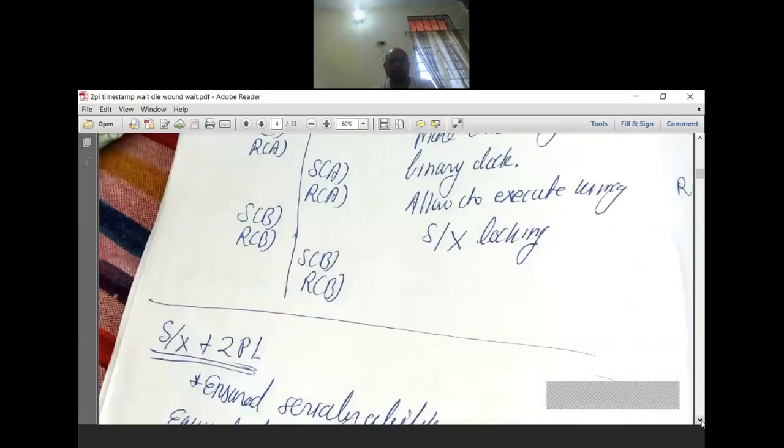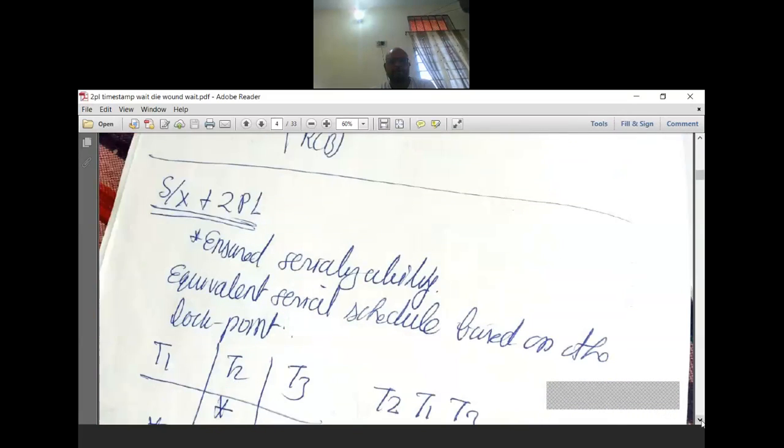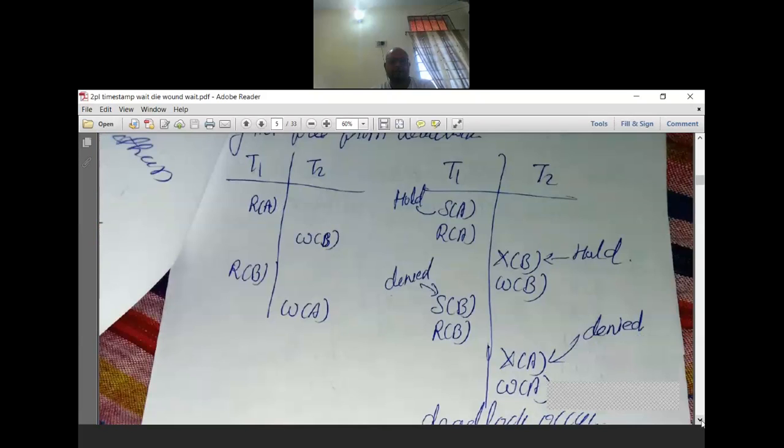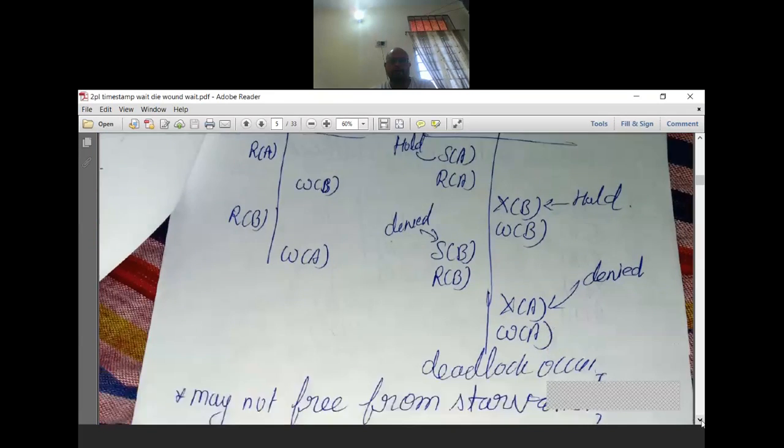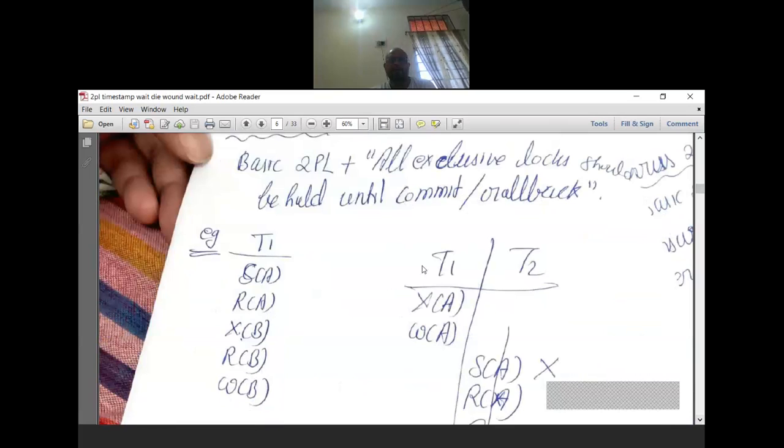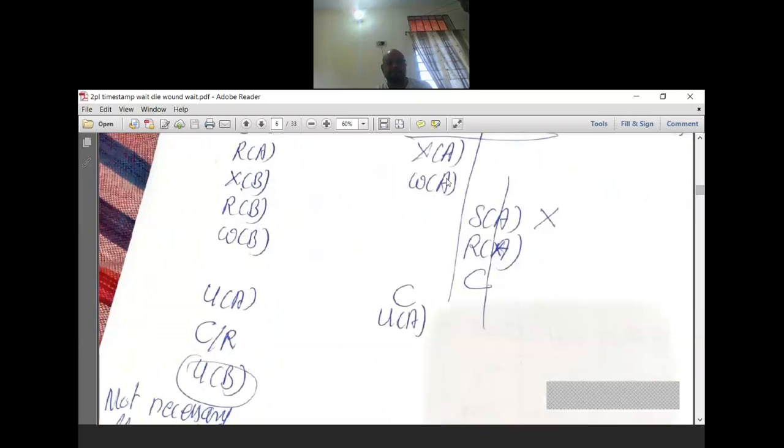So in this case, you have seen this. Now again you see strict 2PL, then only you will be able to understand. In the basic tutorial I already explained. But in strict 2PL, what is happening? All exclusive locks should be held until commit or rollback.